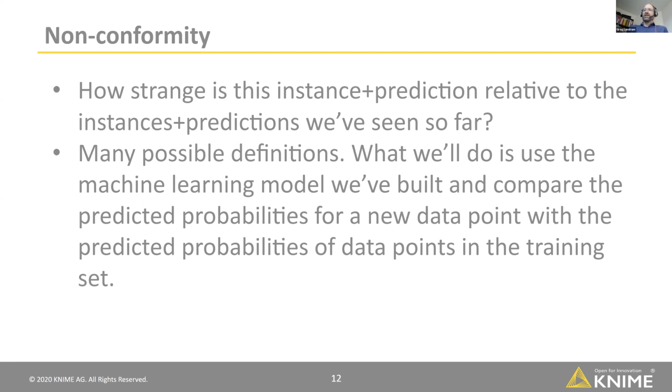Non-conformity is a somewhat different thing, something we're not really used to thinking about. It's a measure of how strange an instance in prediction is relative to the things that we've seen so far. So if I give the model a new row to predict, I would like to be able to know how strange that is, or how different it is from the instances and predictions that that model saw when it was trained. And as you can imagine, there are many, many possible ways to define that. What we're going to do here is use the machine learning model itself and use the predicted probabilities that come out of that, and assess how strange or how non-conformal a new row is by comparing its predicted probabilities with the predicted probabilities of those in the training set.